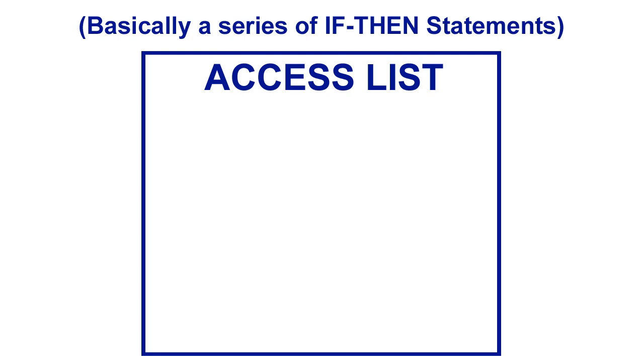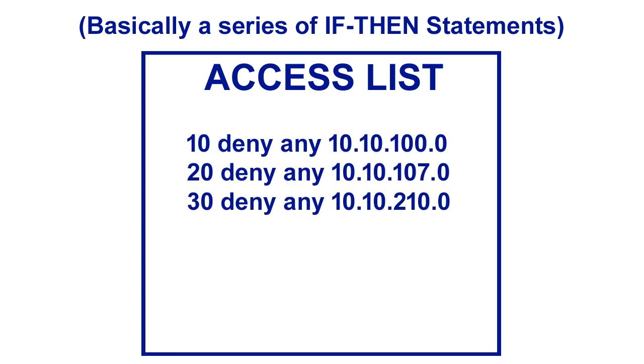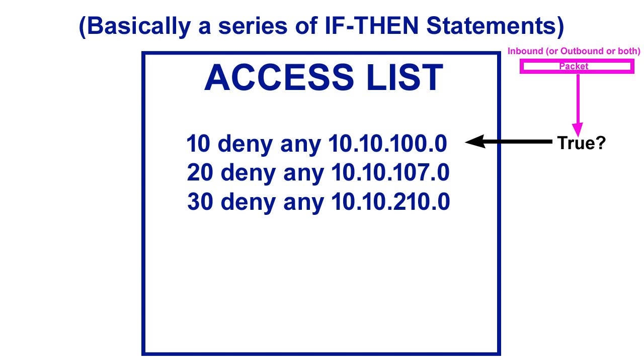When we create access lists, it's very similar to creating a series of if-then statements in programming. If a given situation is true or not, then a given action is taken. If that specific condition isn't met, nothing happens, and the next statement in that specific access list is executed.